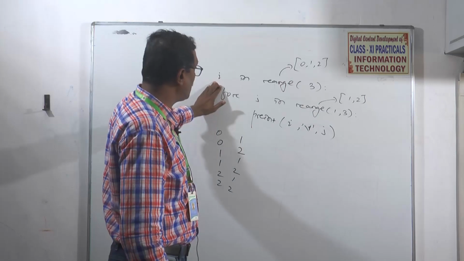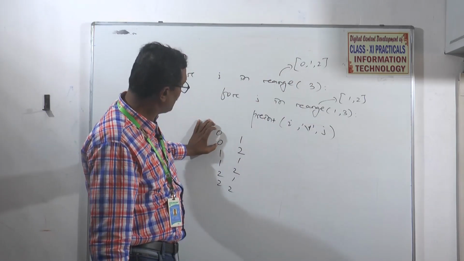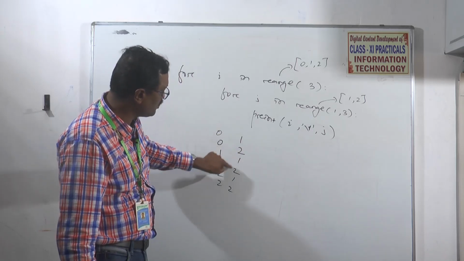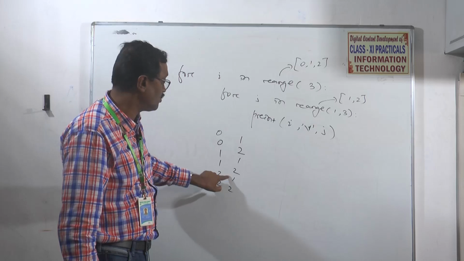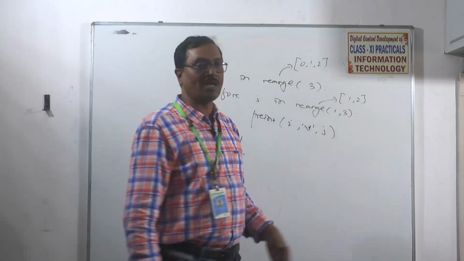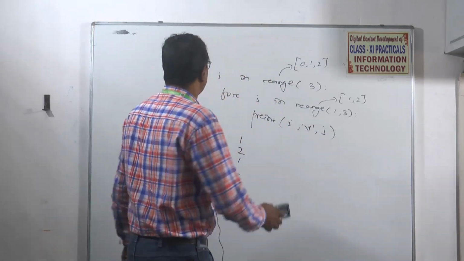Okay? So you may see when i value is 0, j value is 1. When i value is 1, j value is 1 2. When i value is 2, j value is 1 2. So this will be executing in that way. So this is called a nested loop. Based on this also we will have to do it.